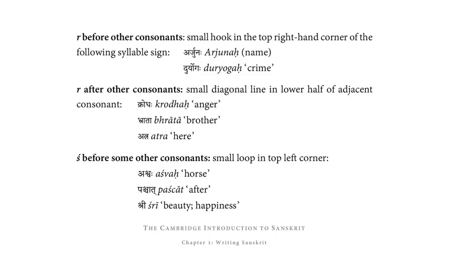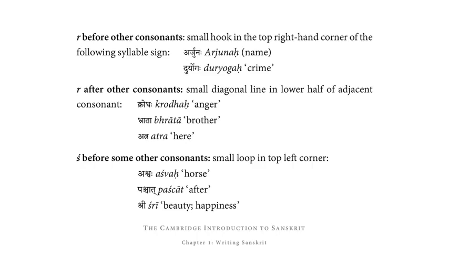Now, if you want to indicate an R after another consonant, you do that by adding a small diagonal line to the lower half of the adjacent consonant. So, for example, in krodach, which means anger, we have our sign for k, but added to that, we have this little diagonal in the bottom left-hand corner, which means that we don't have k, but we've got kr, and the vowel that follows this is an O. And so once again we have the downward stroke and the one rabbit ear on top. So that gives us kro, followed by dach. You can spot that same little diagonal line in the next word, in the first syllable.